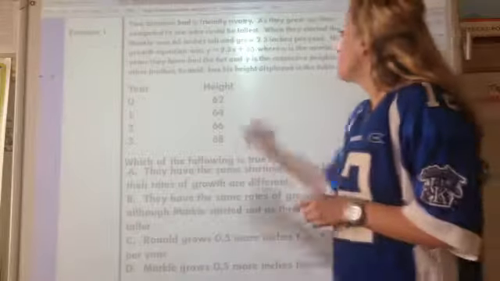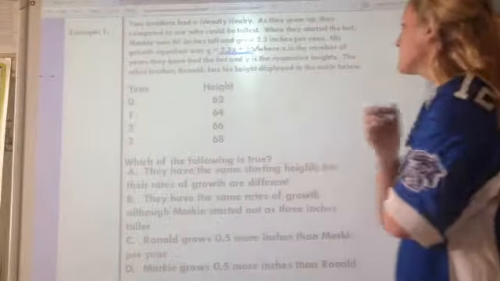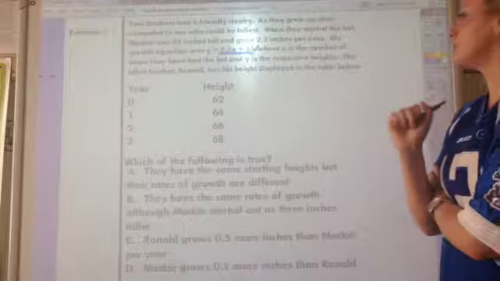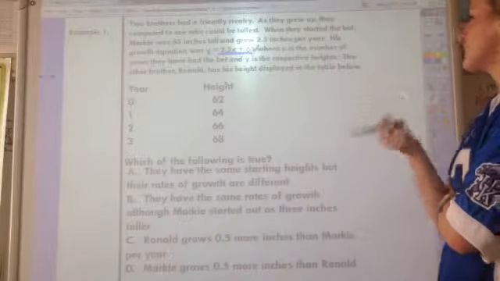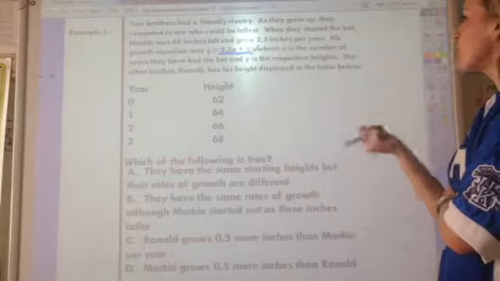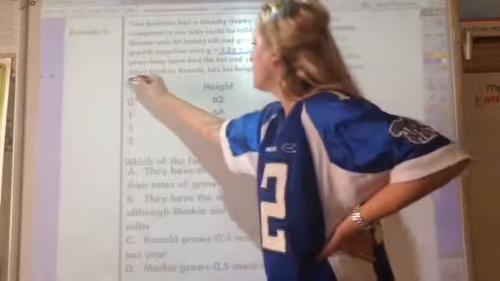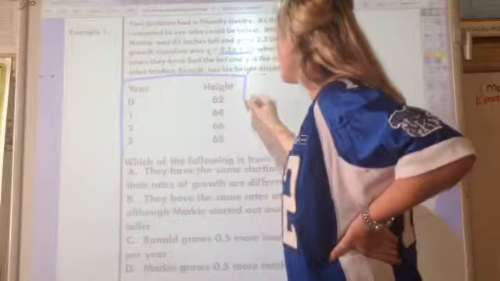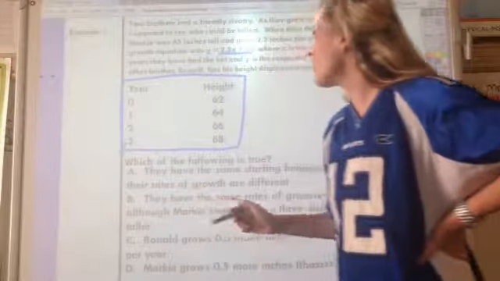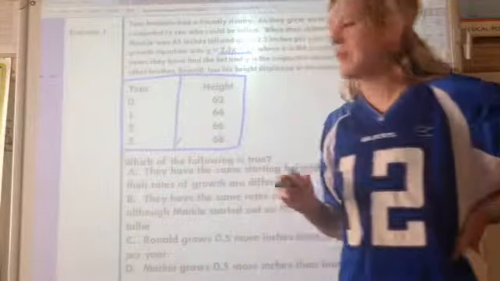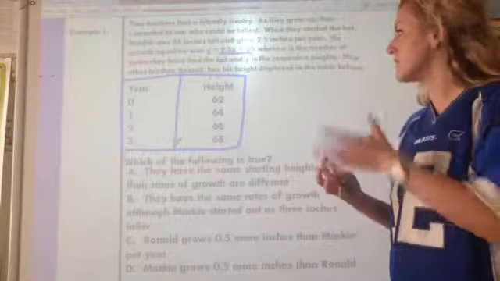His growth equation was 2.5x plus 65, where x is the number of years they have had the bet and y is the respective height. The older brother, Ronald, has his height displayed in the table below. On one side we have year and on the other side we have height. Go ahead and draw this table in your notes page so we have something to compare to.